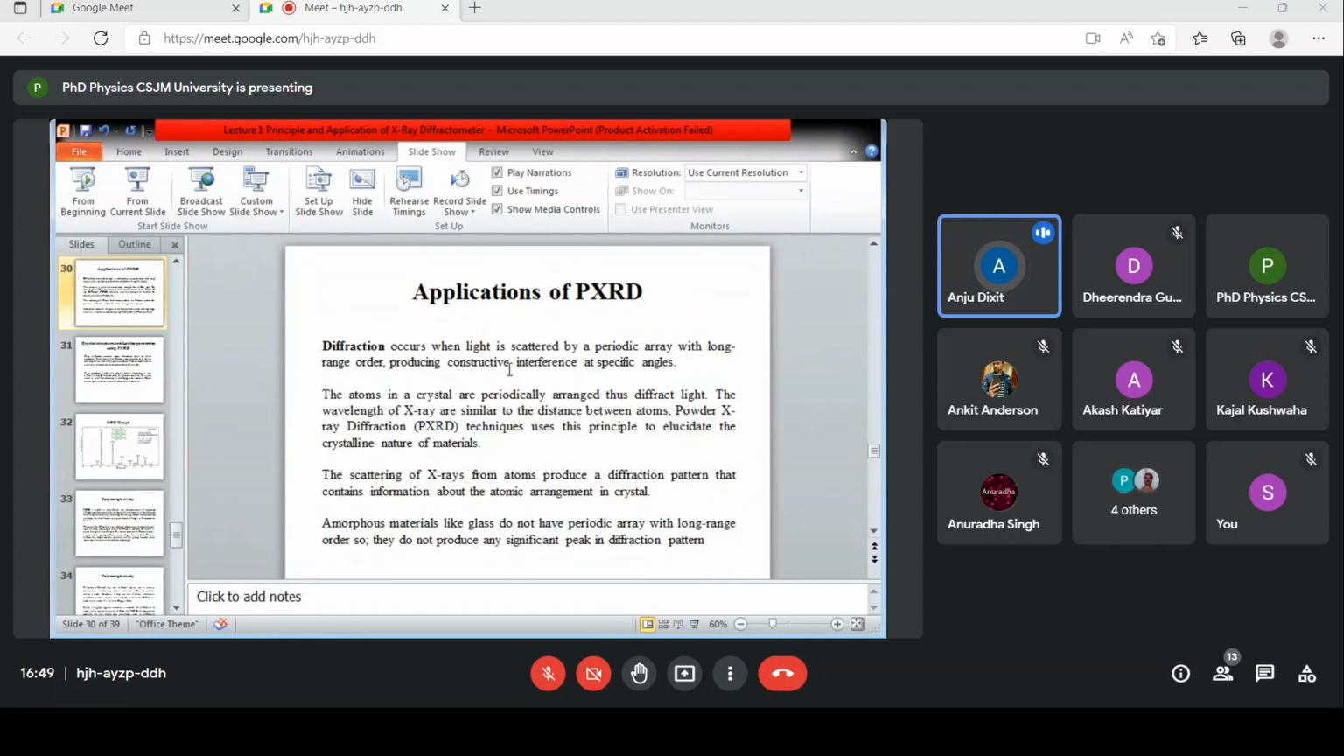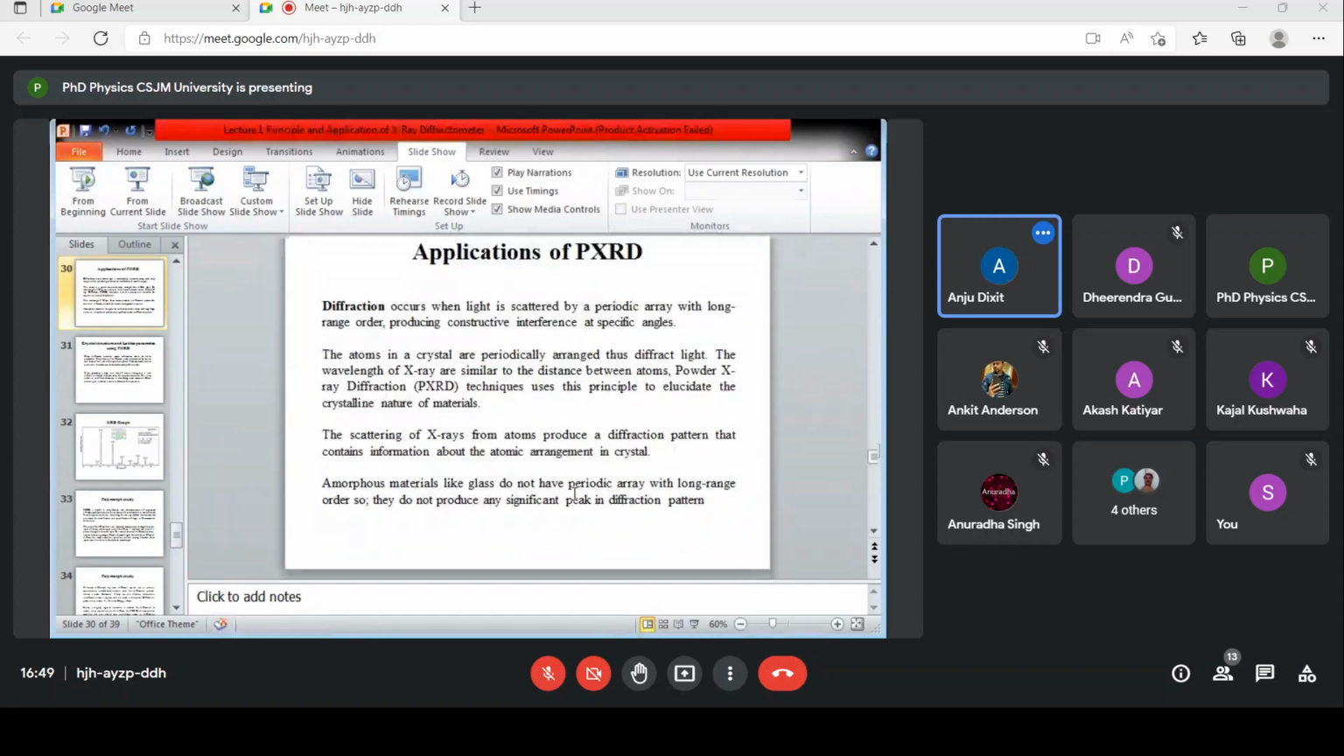So powder X-ray diffraction technique uses this principle to illustrate the crystalline nature of the materials. The scattering of X-rays from atoms produces a diffraction pattern that contains information about the atomic arrangement in crystals, and from there we can know the exact structure of the sample. Amorphous or short-range materials like glass do not have a periodic array with long-range order, so they do not produce any significant peak in the diffraction pattern.